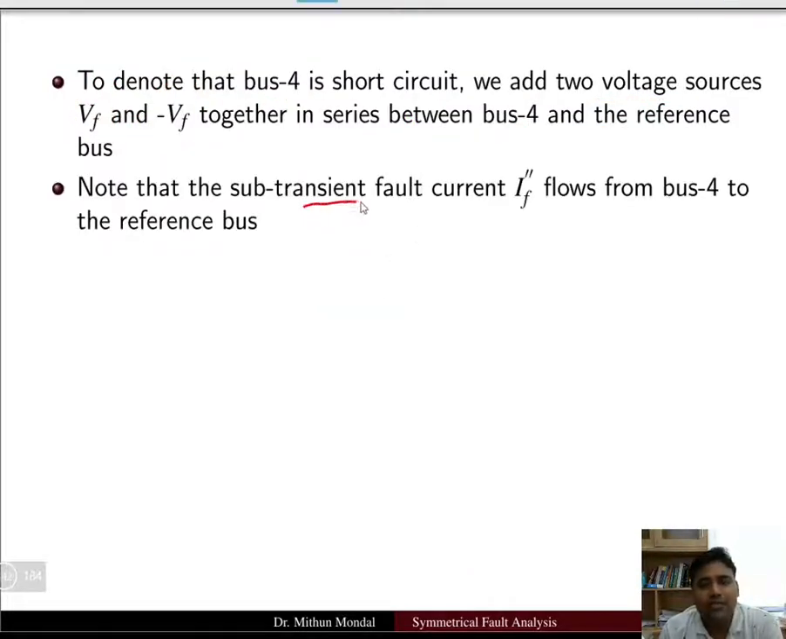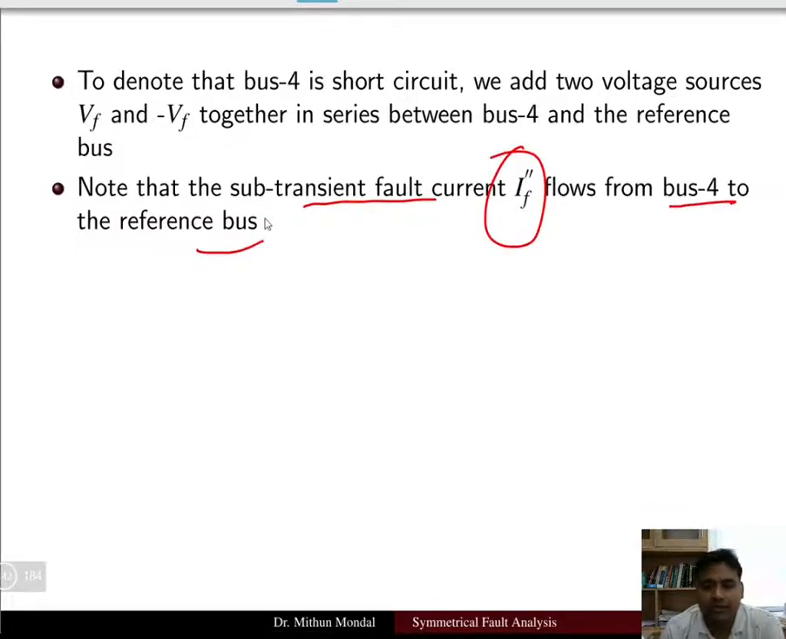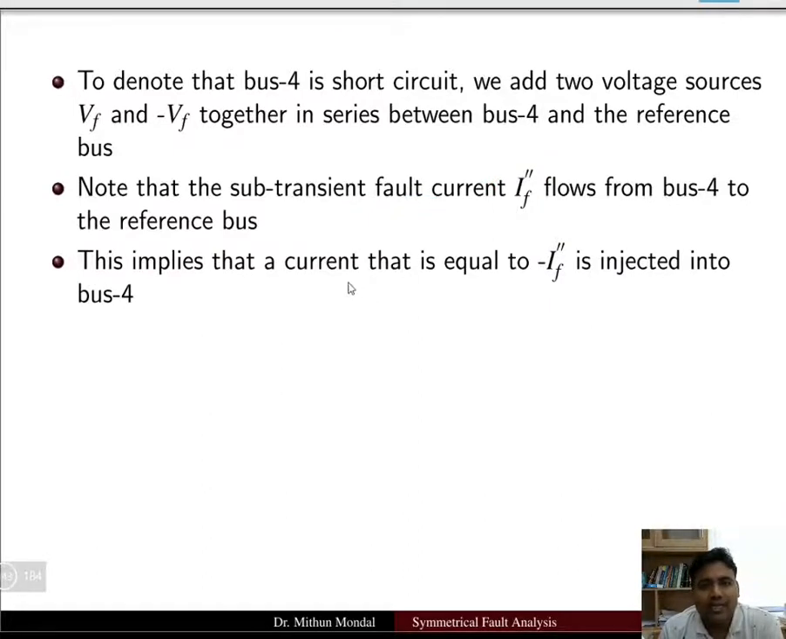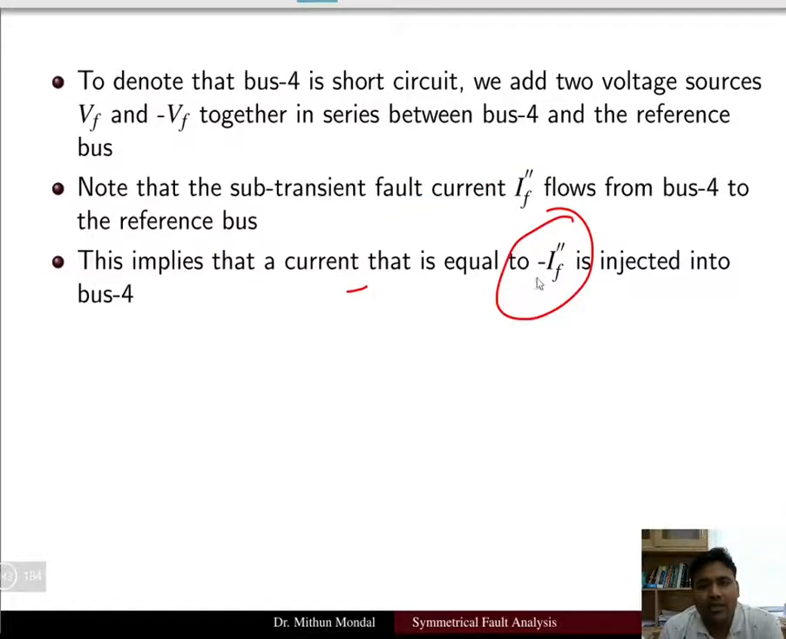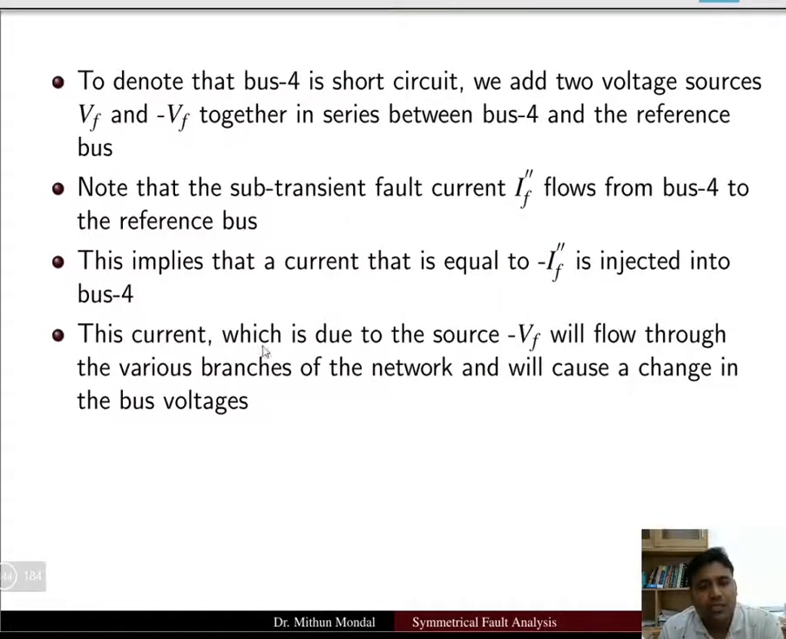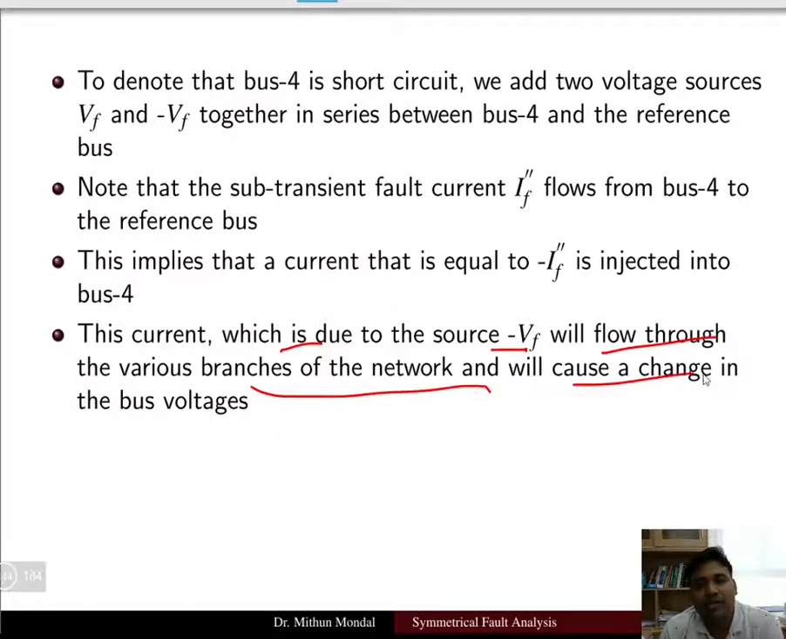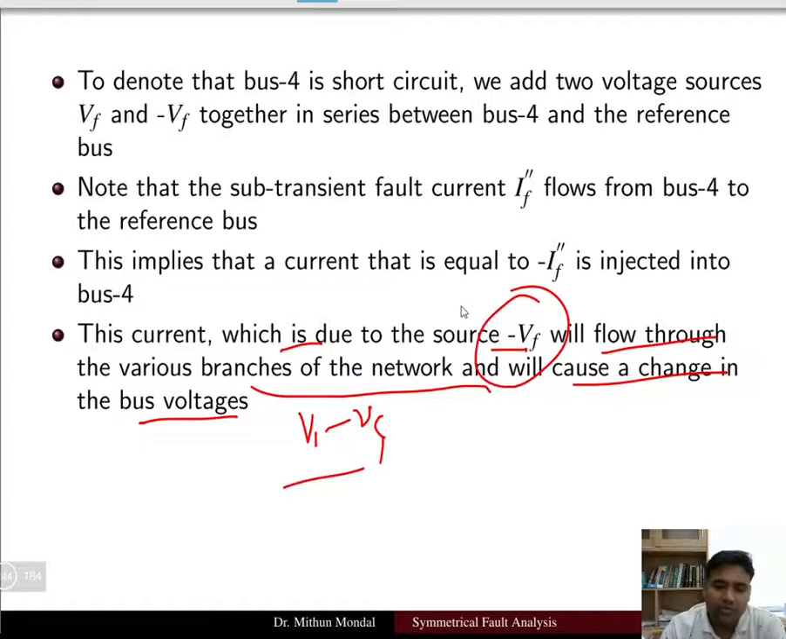Note that the subtransient fault current I_f'' flows from bus 4 to the reference bus. This implies that a current equal to minus the fault current is injected into bus 4. We have changed the direction of the current from the original direction obtained. This current, which is due to the source minus Vf, will flow through the various branches of the network and will cause a change in the bus voltages. So whatever voltages we have, V1 to V4, will change due to the fault, which is the Vf.